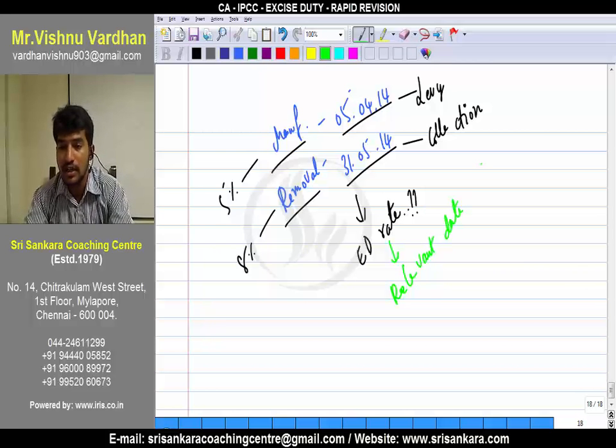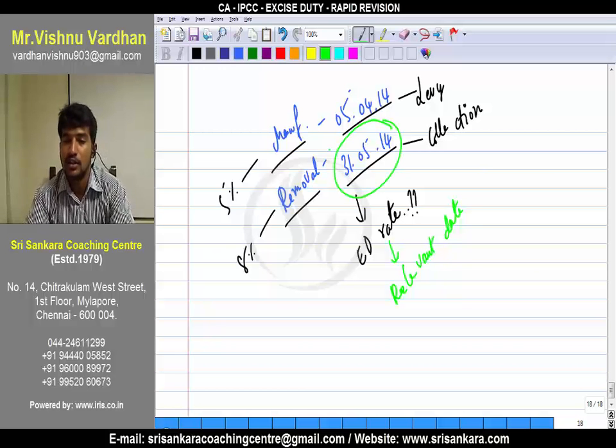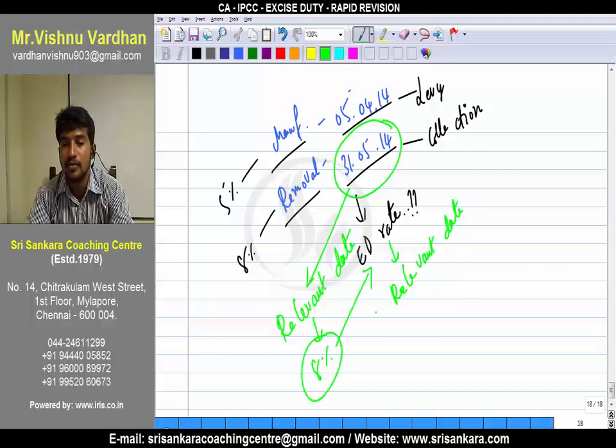So what is the relevant date here? When the goods are removed from the factory, what is the relevant date? The date of removal. So here the relevant date for us is 31st May 2014. And on this date what is the rate? 8%. That itself will become the excise duty rate. Clear? That's why we are talking about relevant date.